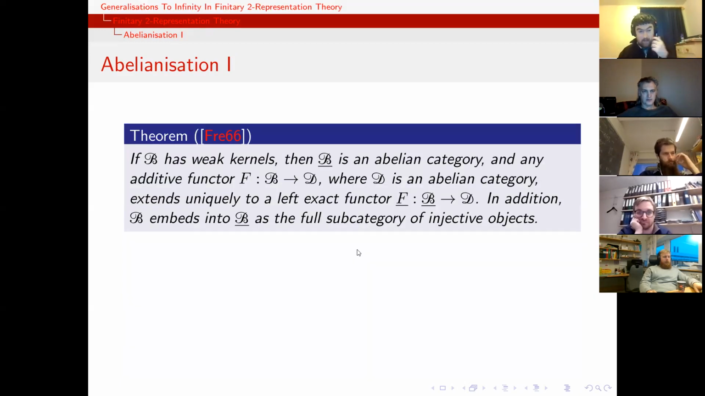And then Freyd proved, in the paper where he came up with this, that if your category has weak kernels, then B underline is legitimately an abelian category, which is nice. And then any additive functor from the original category into an abelian category extends uniquely to a left exact functor from the abelianization to the abelian category. And the way I can say that this extends is that the original category B embeds into its abelianization as the full subcategory of injective objects. This is why I call this the injective Freyd abelianization.